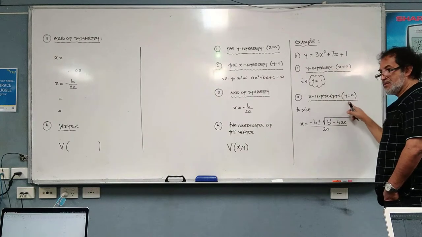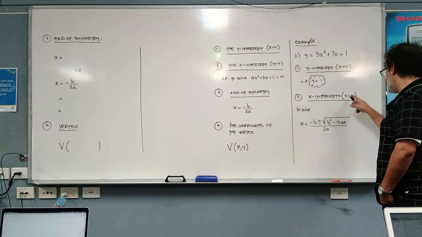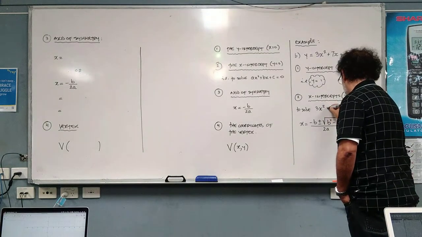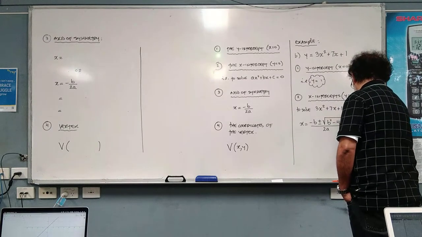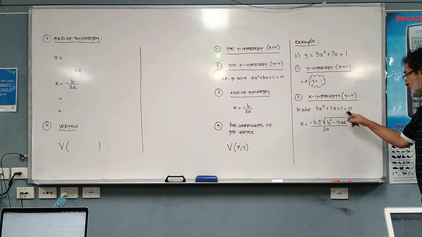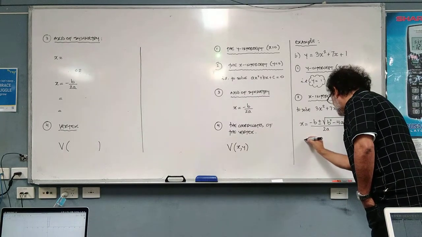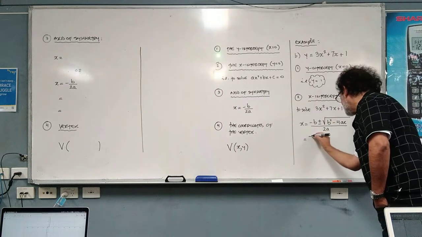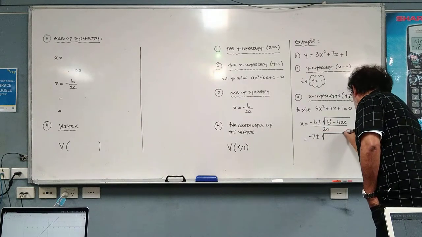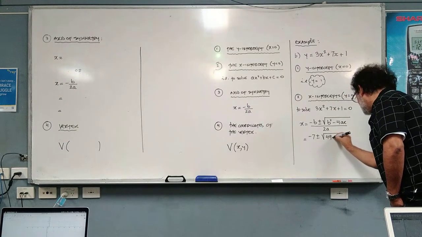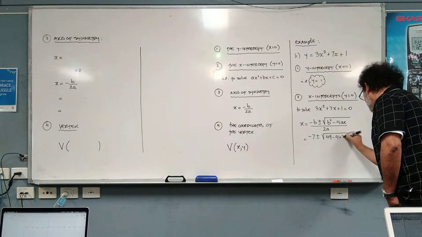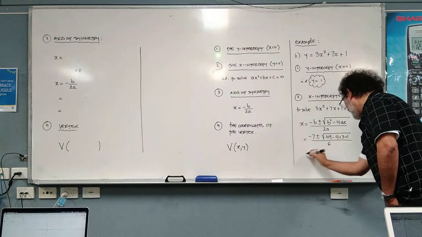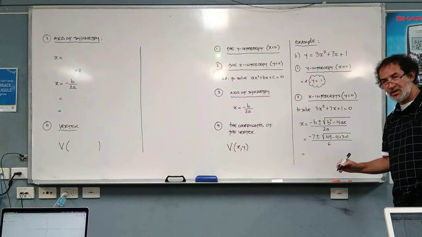To find the intercept with the x-axis, we need to make y equal 0. So that means that we need to solve this equation. And if you solve this equation, what was the answer that you had? So you're going to substitute. Plus or minus the square root of 49, take away 4 times 3 times 1, and divided by 6. And from here you got two answers, right? What is the answer?